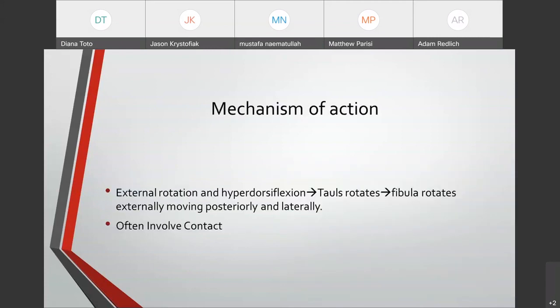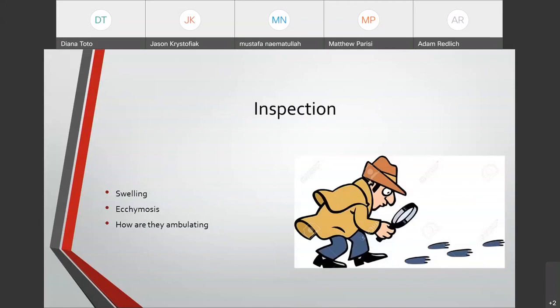Typical mechanism of action is the external rotation and hyperdorsiflexion of the ankle. The talus rotates, the fibula rotates externally, moving posterior and laterally. It's mostly involved in contact type injuries, but can happen non-contact as well. There are also some studies that show that injuries can happen from axial forces as well.